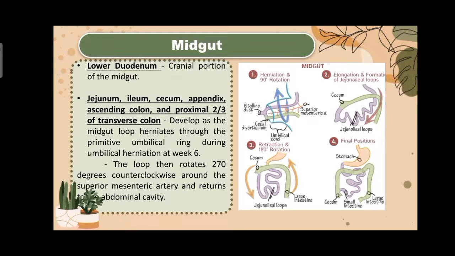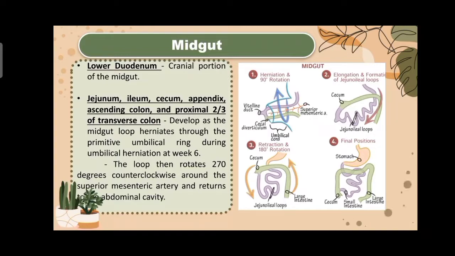The loop then rotates 270 degrees counterclockwise around the superior mesenteric artery and returns to the abdominal cavity. So, the distal duodenum, jejunum, ileum, cecum, appendix, ascending colon, and proximal two-thirds of transverse colon develop from the midgut between the 6th and 10th weeks. The midgut loop herniates through the primitive umbilical ring.